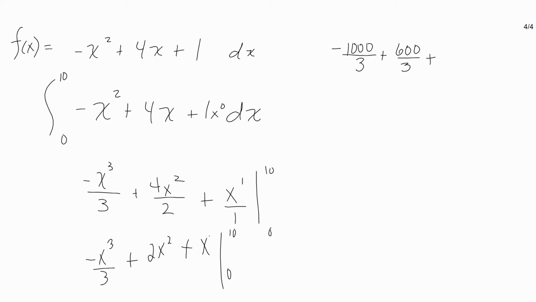Plus 10. What's 10 times 10? And what's 100 times 2? 200 over 1. We can't add 200 over 1 plus something over 3. You've got to have a common denominator. Maybe y'all were using your calculator. I'm sorry, I didn't have a calculator out right now. Okay? And that's going to be 10 over 1, which is what?